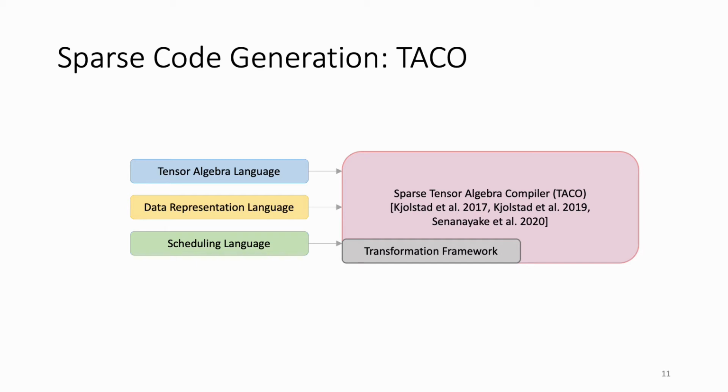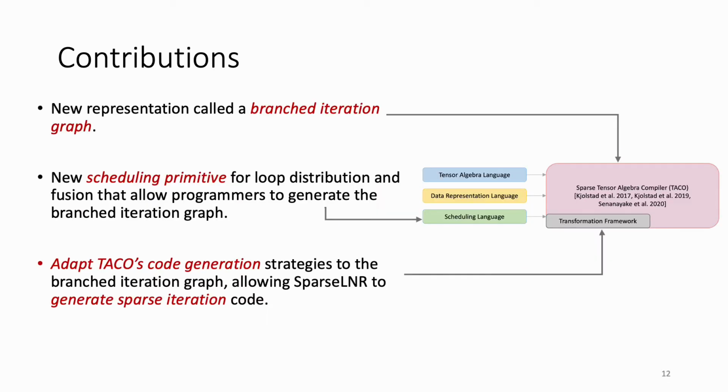The Taco compiler is specialized for sparse code generation. It has three main components to define the computation: the tensor algebra language, the data representation language, and a scheduling language. Once the user defines a computation, it can generate sparse and dense loops following the instructions given using these three languages. We will briefly discuss what these individual components are later in the presentation.